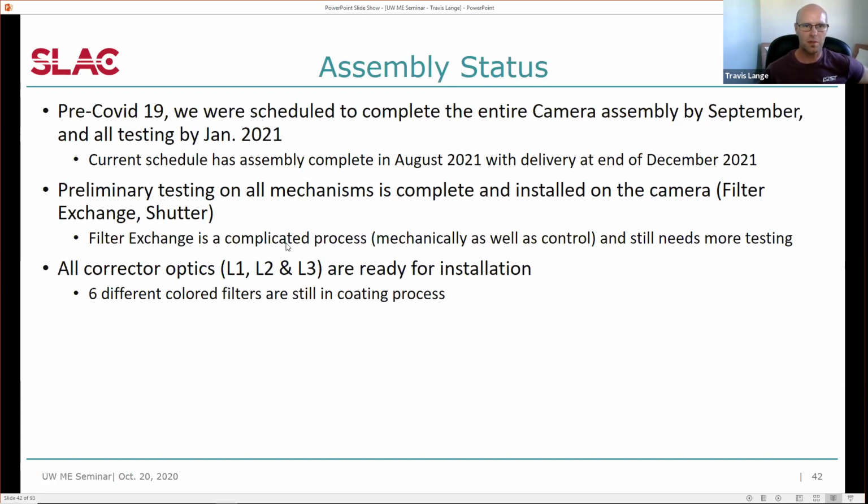We've done a lot of the preliminary testing on all the mechanisms, especially the filter exchange system and the shutter. The filter exchange system is a very complicated process because we have to hand off from one set of clamps to another set of clamps, and we don't want to drop a filter in the process. So there's a lot of checks, a lot of safety systems in place for doing that. It makes both the mechanics of it as well as the control really complicated, so it needs a lot more testing.